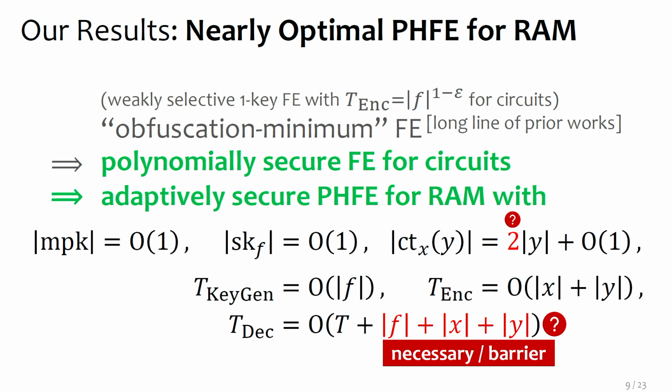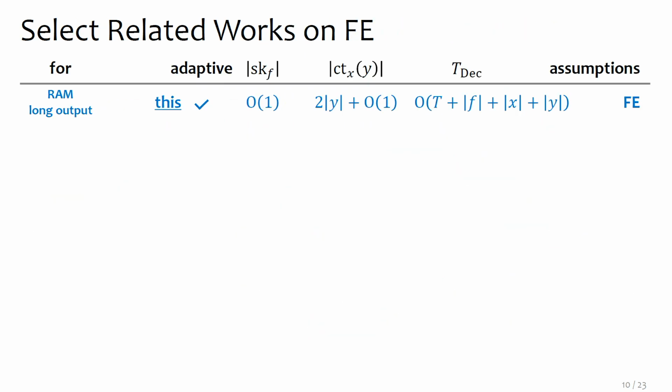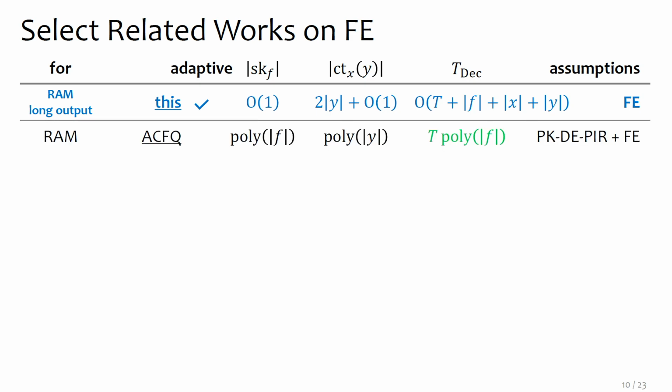It turns out the second problem is either necessary or it contains a technical barrier. Let me elaborate. Sorry, before I elaborate, let me show some related works on FE. The only previous work constructing FE for RAM is this ACFQ in Eurocrypt.